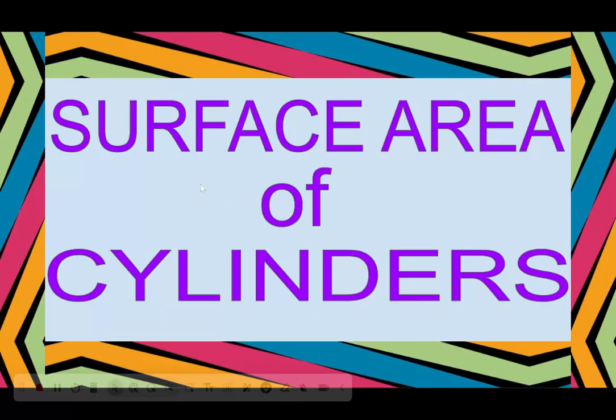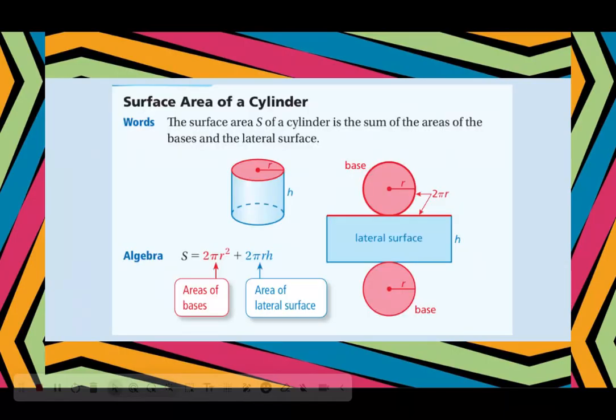So think about how much aluminum is made for a soda can or anything that comes in the shape of a cylinder. How much aluminum is needed to make soup. Okay, that's the outside, everything on the outside. So the surface area of a cylinder.